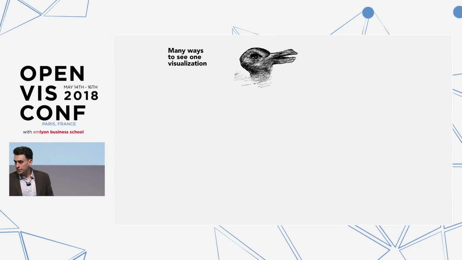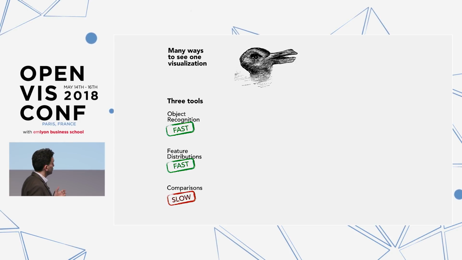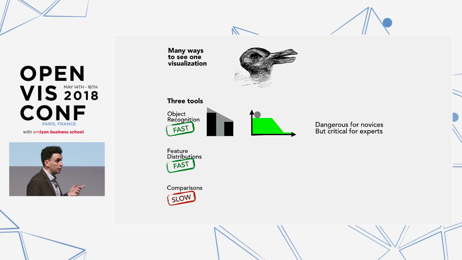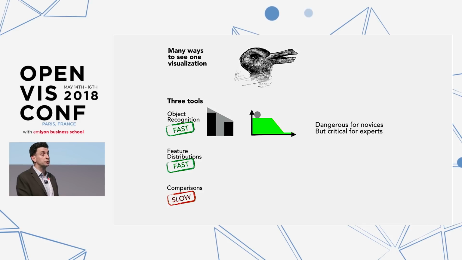So to sum up, you've got many ways to see one visualization. There's a duck and a rabbit, and you've got at least 3 tools to parse the visualization's data. You've got object recognition, which operates really quickly. And this can be a little bit dangerous for novices, but it's really helpful for expertise. It is the route to expertise, to learn how to see certain shapes in your data.